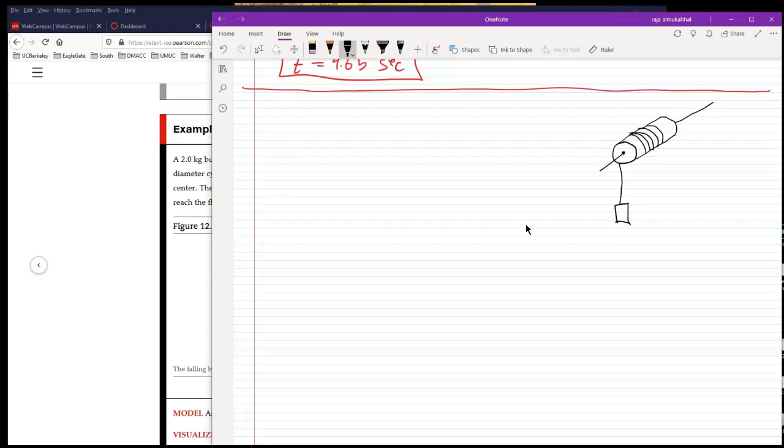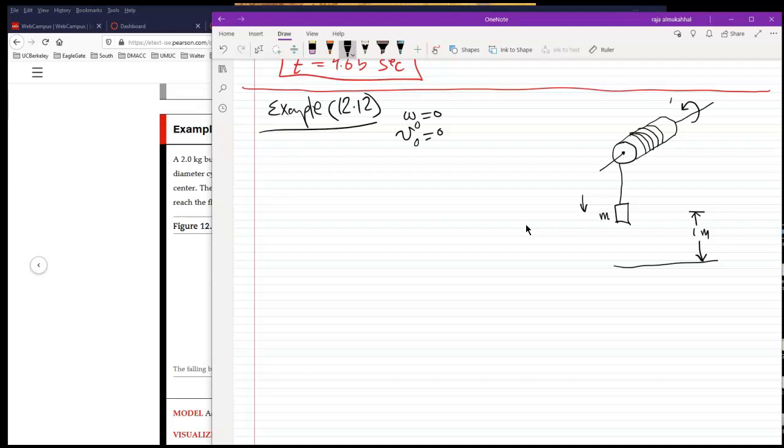So here is the mass here. I'm going to call it small m. Okay? And it's going down. And of course, here is the height of 1 meter, he says. And he also says, this is example 12.12. He said omega naught is 0, v naught is 0. I'm not sure which one is useful for us. Anyway, let's assume it's spinning like that, just to help me visualize it. This is alpha, okay? That's the axis of rotation here.